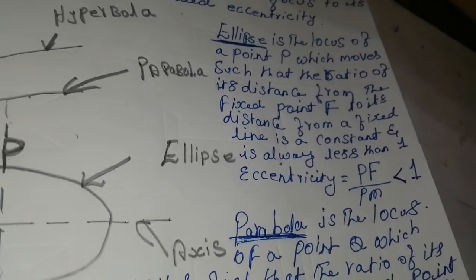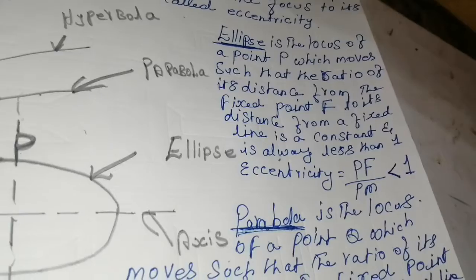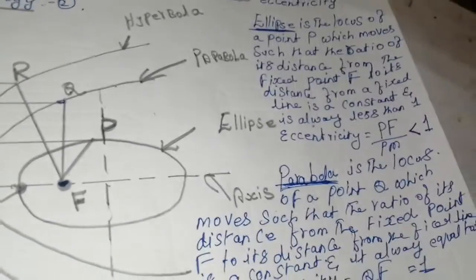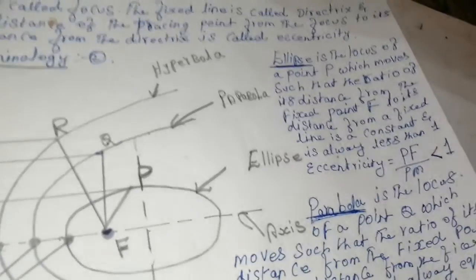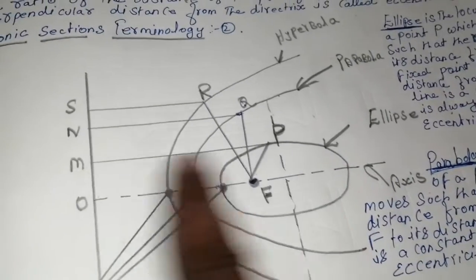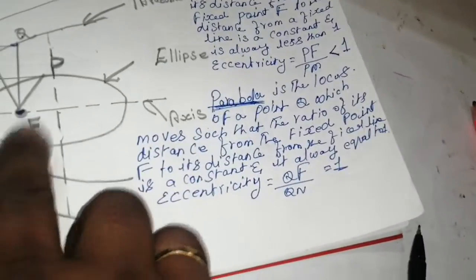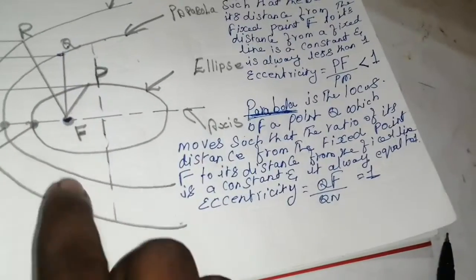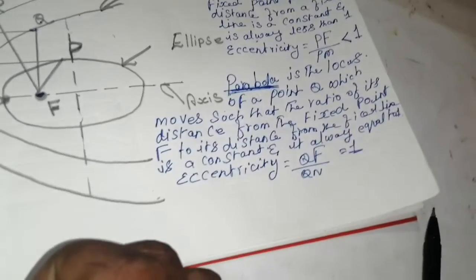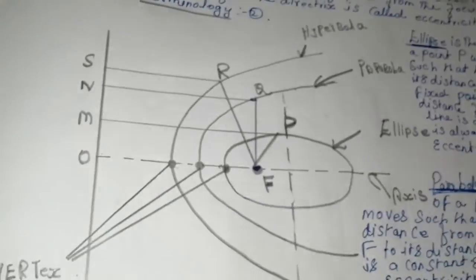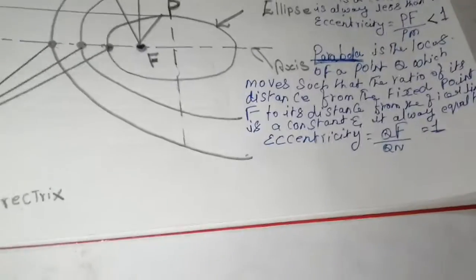For the ellipse, the moving point has a ratio of the distance from the fixed point to its distance from the line, PF and PM. Then in the parabola, QF and QN. Okay, then I should explain about the hyperbola.